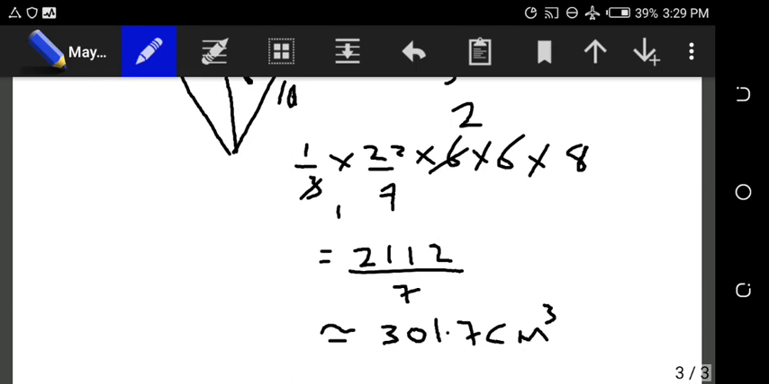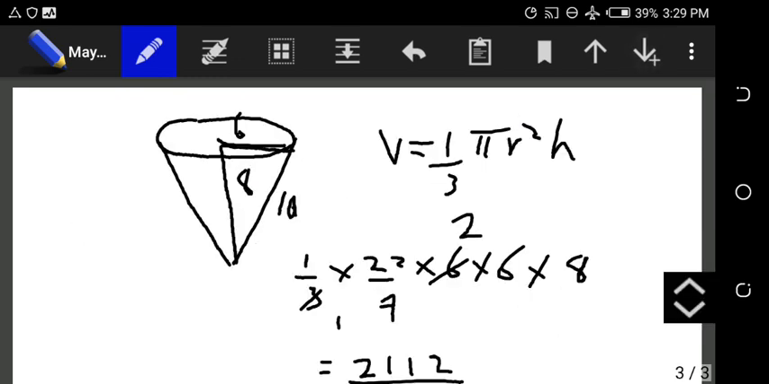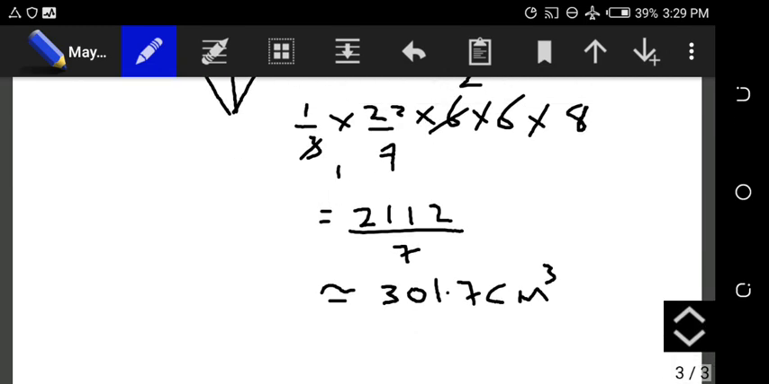So the volume of this particular cone in question, having a base diameter of 12 cm and a height of 8 cm, is equal to 301.7 cm cube. Alright, now to the next one. We want to look at the total surface area of this cone.